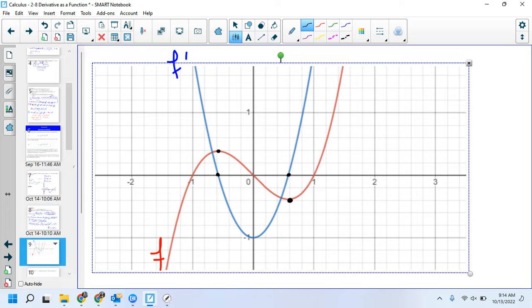Everywhere where I am increasing on f, the derivative is above my x-axis. Everywhere I am decreasing on f, it is below the x-axis. The derivative is below the x. Everywhere I'm increasing on f, it is above the x-axis. The derivative is above the x-axis. There's a lot of different things that we can look at here.